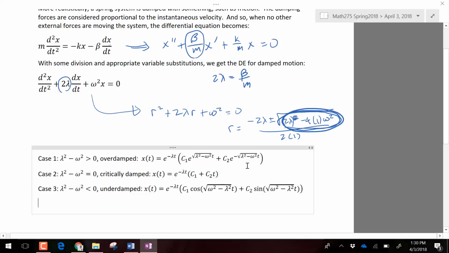If it's equal to 0, then we only have one real root, but it's a repeated real root. When we have a repeated real root, we have e to that root, and then t times e to that root. So here's our second solution. And our third solution, if it's less than 0, a negative sign comes out, so we get complex conjugates, and you would have the combination of sine and cosine.